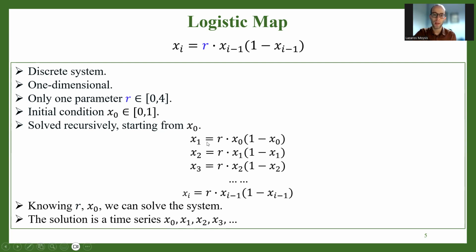So for example, x1 is r times x0 times 1 minus x0. Once we obtain x1, we can obtain x2. It's r times x1 multiplied by 1 minus x1. x3 is r times x2 multiplied by 1 minus x2, and so on. And you can simply simulate this in a for loop and obtain as many values as you like.